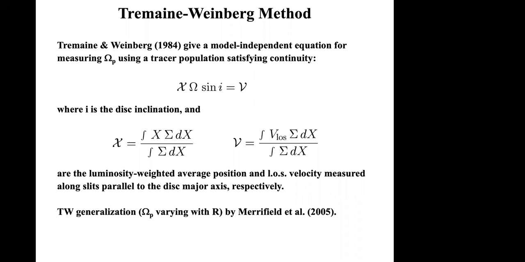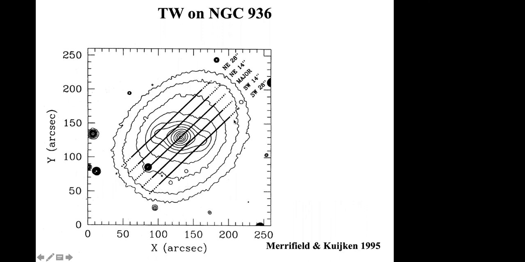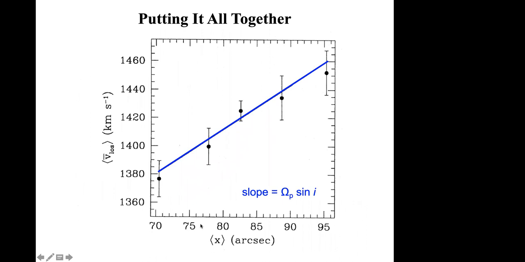So if you have a galaxy like this, you assume the galaxy is circular over here. You take five slits that are parallel to the major axis of the galaxy, not of the bar, and you measure the average position and the average velocity for each of these slits. And then you plot them against each other. That's the average velocity, average position. You fit a line. The slope is omega p sine i.